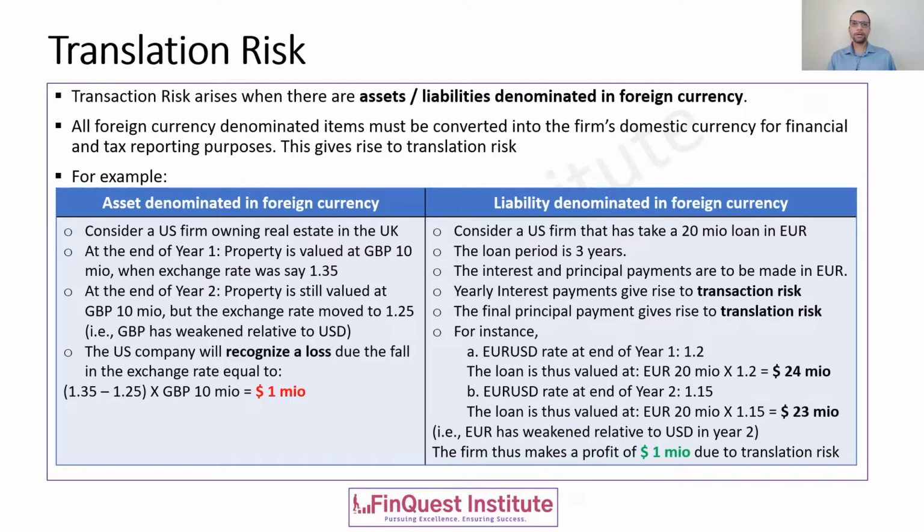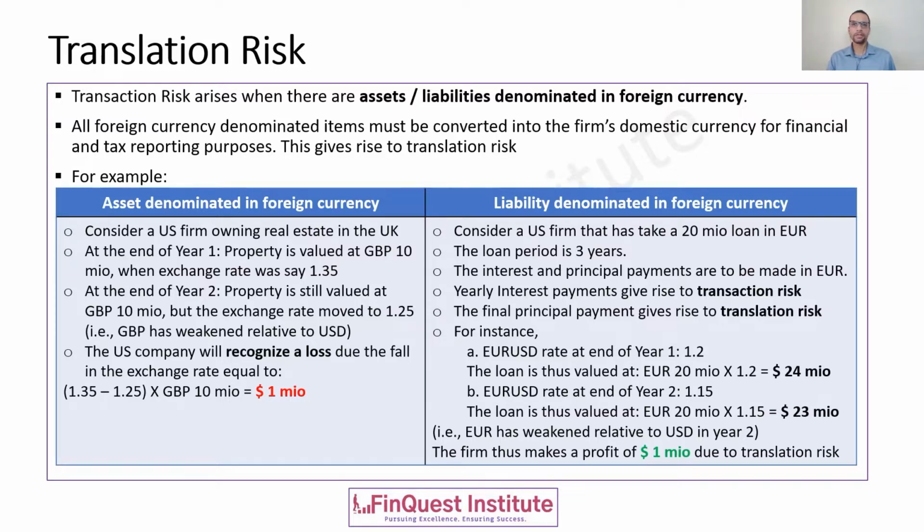So there could be a conglomerate who has operations globally, but finally, let's say, for example, if we take an Indian conglomerate, let's say Tata Motors, and Tata Motors is based in India, so all of their reporting numbers will happen in Indian rupees. Now they may be having subsidiaries outside India as well, but finally, when they report the subsidiary numbers as a part of their Indian parent, they will have to convert these into INR. So whatever assets, liabilities, or any items which are denominated in foreign currency, they need to be converted into the firm's domestic currency for both financial as well as tax reporting purposes.